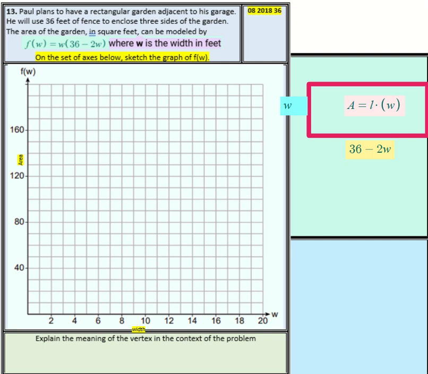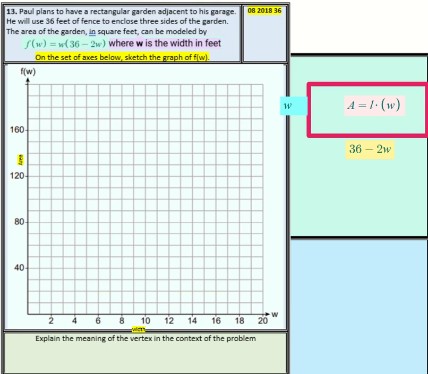Okay, question 13. Paul plans to have a rectangular garden adjacent to his garage. He will use 36 feet of fence to enclose 3 sides of the garden. The area of the garden in square feet can be modeled by the function f of w equals w times the quantity 36 minus 2w, where w is the width in feet. On the set of axes below, sketch the graph of f of w.